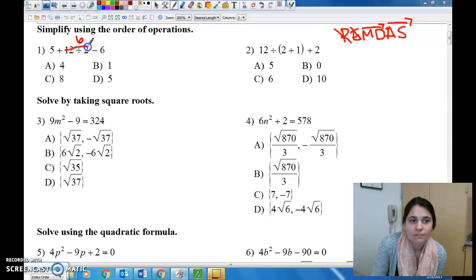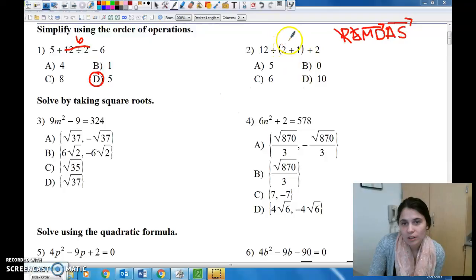So I now have 5 plus 6 minus 6. In this case, I just have addition and subtraction left, so I can just solve straight from left to right. So 5 plus 6 is 11. 11 minus 6 is 5. So the answer is D. On number two, I'm going to let you try that one for yourself, but the answer is C. So you can check yourself.